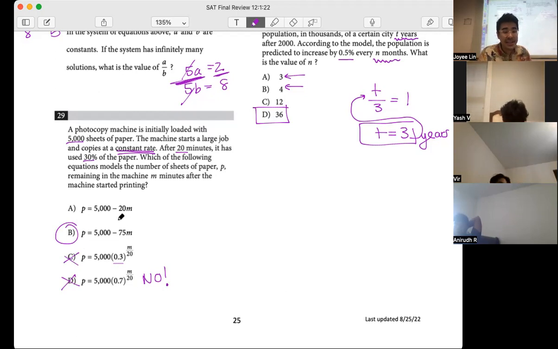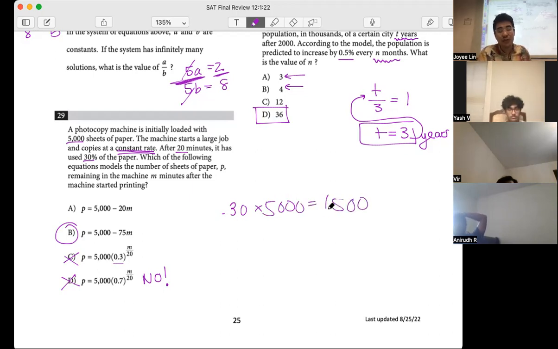20, this number looks like it has absolutely nothing to do with that thing, right? But you needed to calculate the unit rate. After 20 minutes it used 30% of the paper, so 30% of 5,000 is equal to 1,500, and it's 1,500 over 20 minutes. So then the unit rate is 75 papers per minute. That's where they got the 75 from. But these are all trap answers because they're literally using numbers from the question.